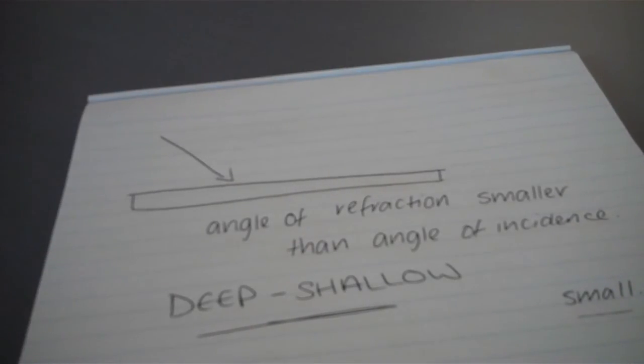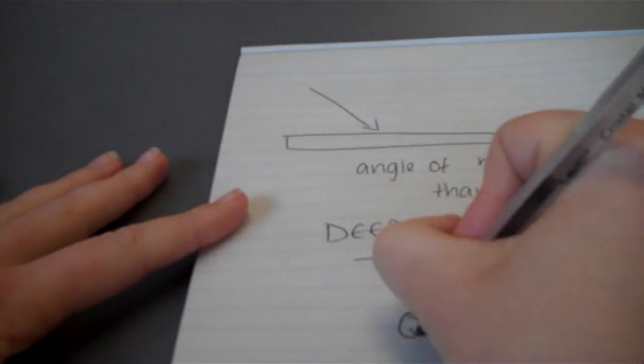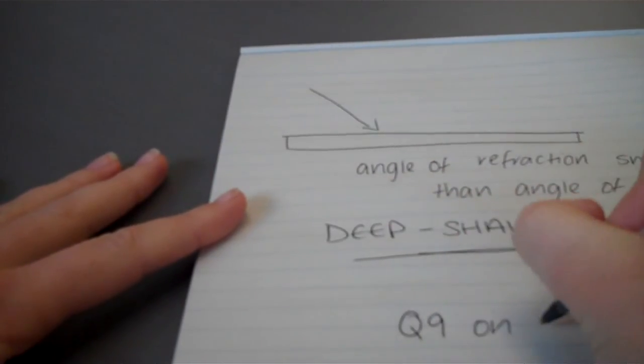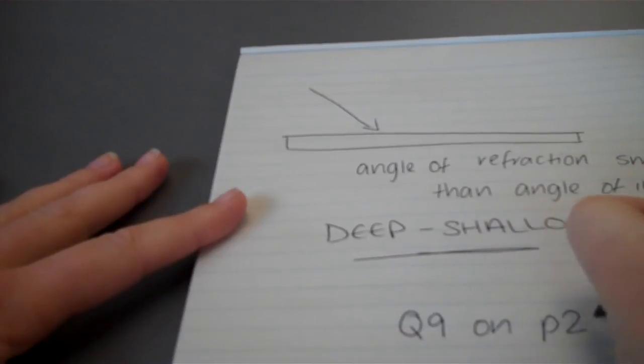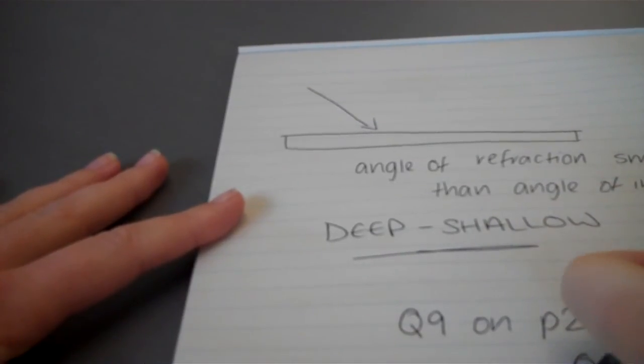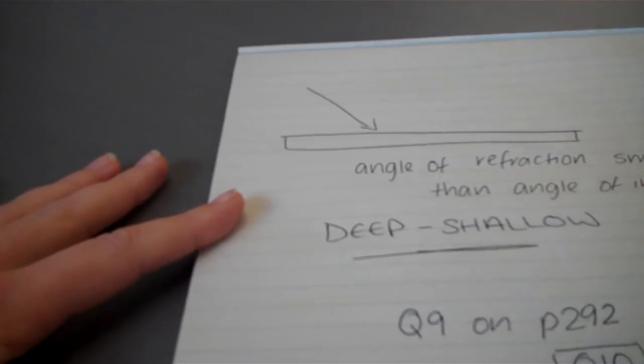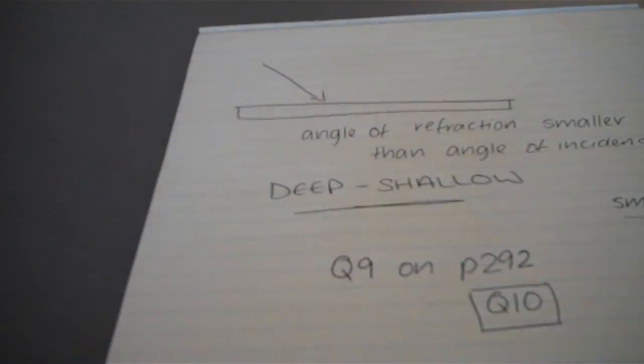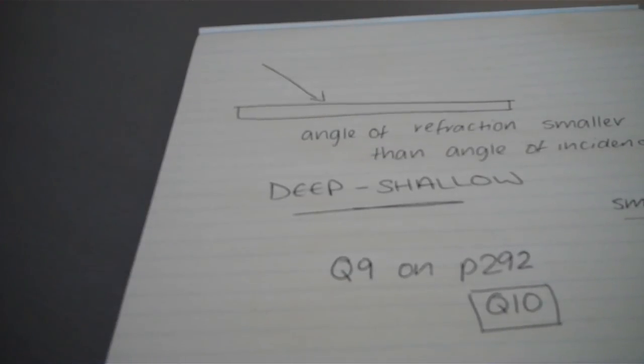What I would like for you to do is have a look at question 9 on page 292, and attempt question 10 as well if you can. Those questions, we'll have a look at them tomorrow. I know I've gone through this stuff quite quickly and we are going to go over it again tomorrow. It's just to get you started with it. Okay, see you guys tomorrow.